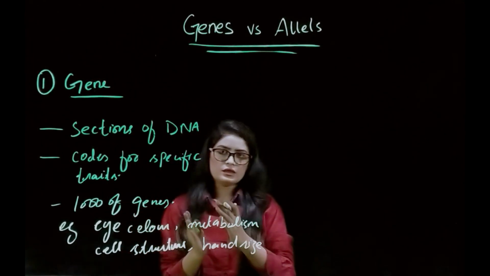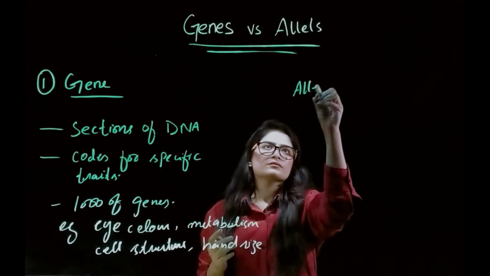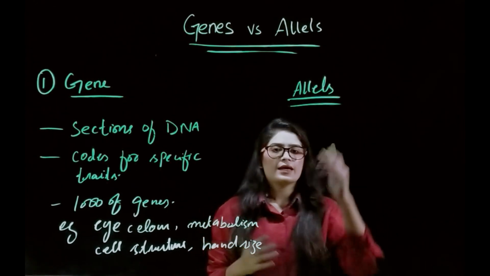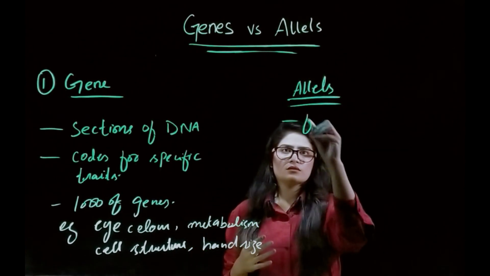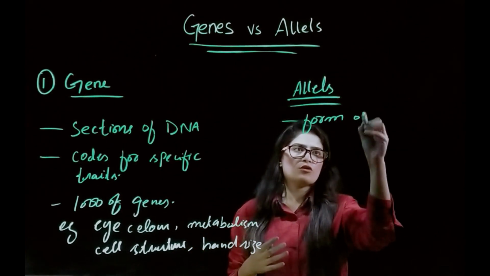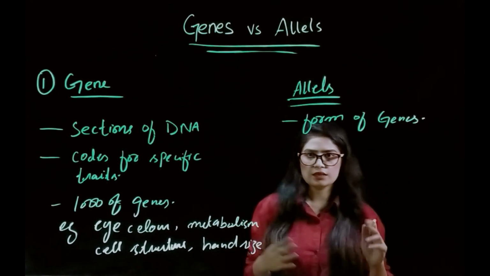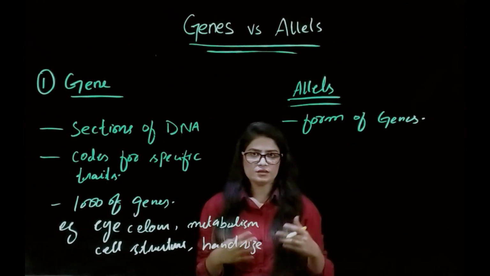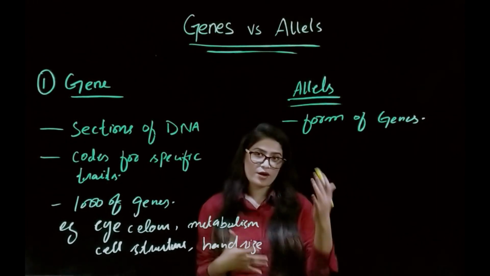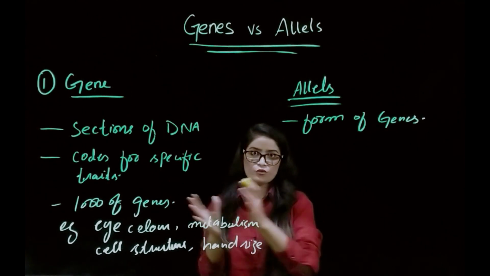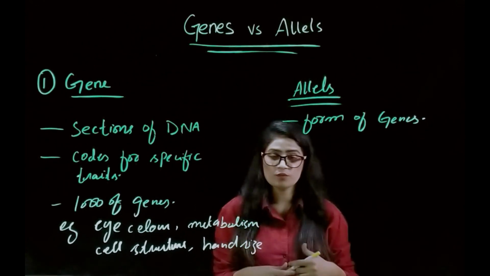And if you talk about alleles, alleles are actually the forms of genes. Let's take a simple example. It sounds funny, but it's a trick that you can memorize, and you can differentiate between both of them very easily. For the forms of genes, we take the example of ice cream.